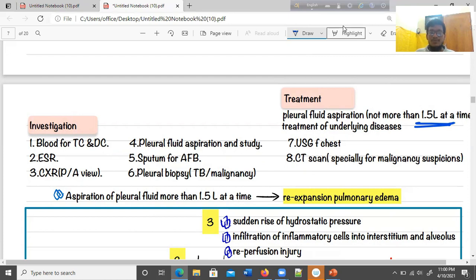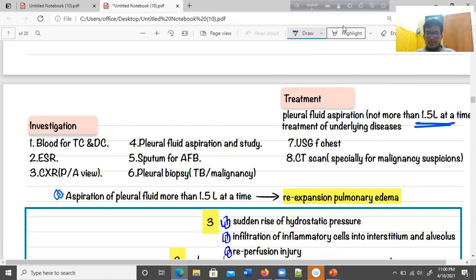So can you tell me how this leads to the formation of pulmonary edema if we do more than 1.5 liter pleural fluid aspiration? This is my question to you. Please comment, so I will be grateful, and the class will be more enjoyable for me if we do both sides of discussion.